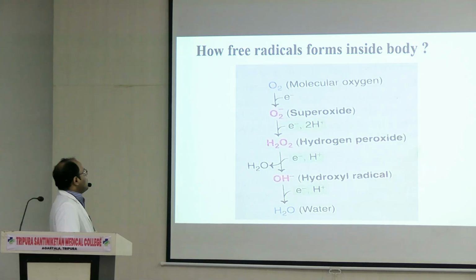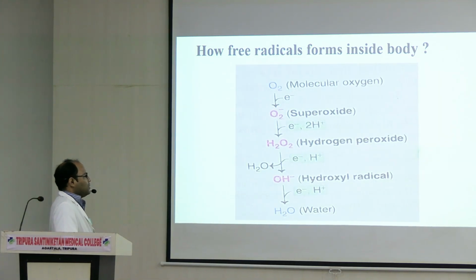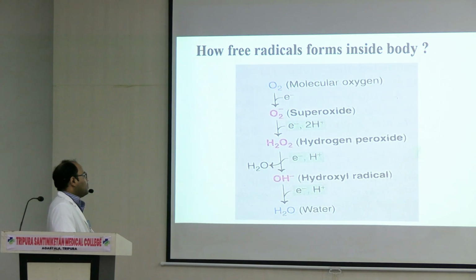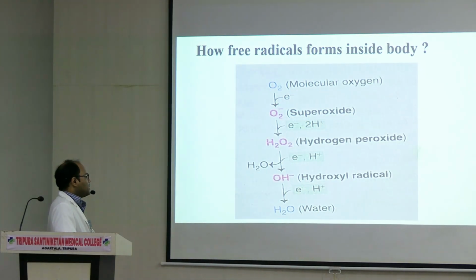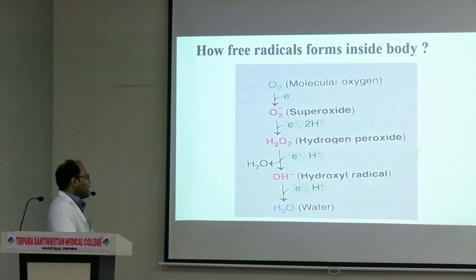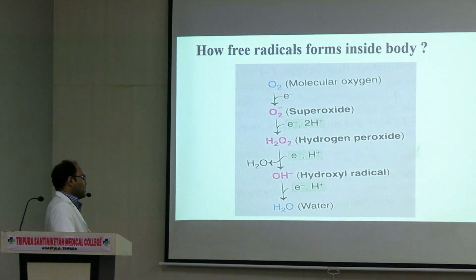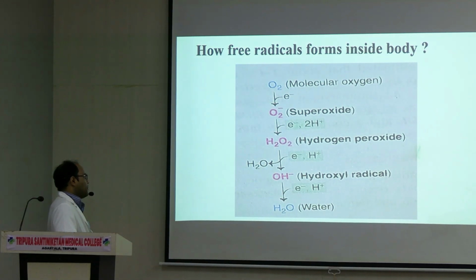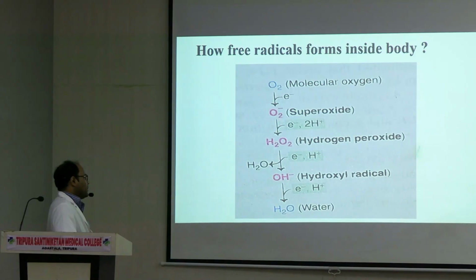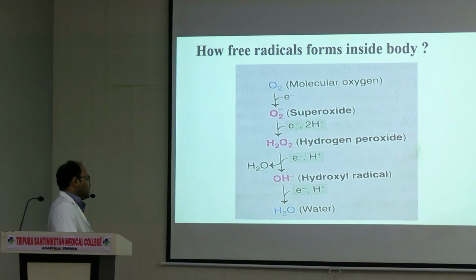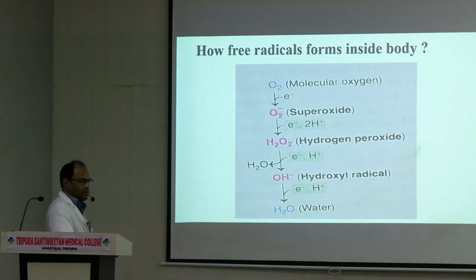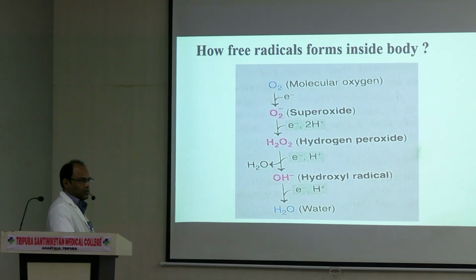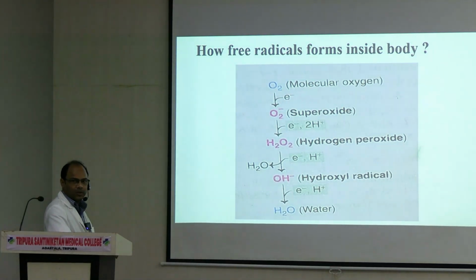So how are free radicals generated? Molecular oxygen reacts with a single electron, that is a free radical, and generates superoxide, O2 minus. This superoxide can be neutralized by reacting with another electron and 2 protons to generate hydrogen peroxide. This hydrogen peroxide can be broken down into water and a hydroxyl radical after reacting with another electron and proton. And the hydroxyl radical can then form water after reacting with another electron and proton. By this way, the free radicals generate and disappear. This table is taken from Satyanarayan, your textbook.